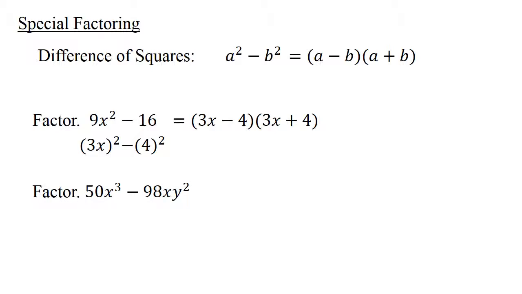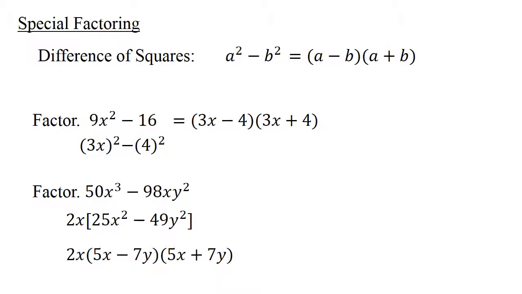So let's look at this. 50x cubed minus 98xy squared. Well, 50 is not a perfect square, so it doesn't fit this pattern yet. But I notice 50 and 98 are both even, so they both have a 2 that can be factored out of them. And x cubed and x both have at least one x in common. So if I factor out a 2x, I get 25x squared minus 49y squared. And those are two squares. 5x quantity squared, 7y quantity squared. So this will factor as 5x minus 7y, 5x plus 7y. And then don't forget the 2x.